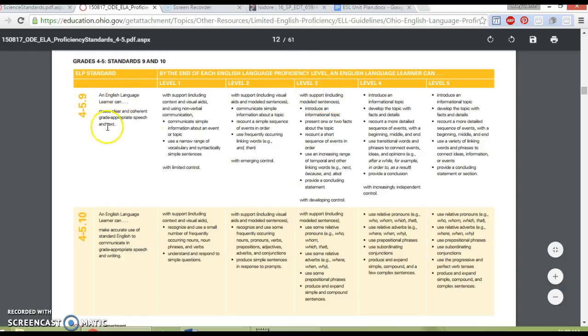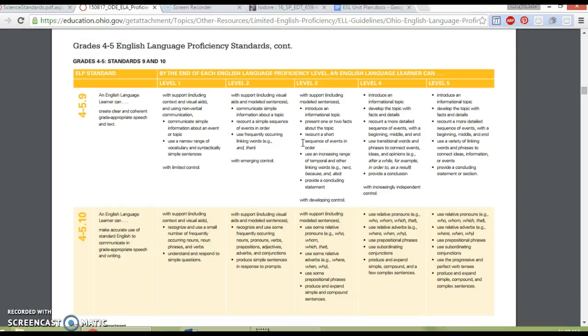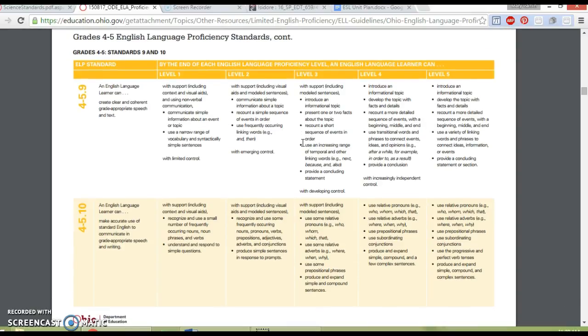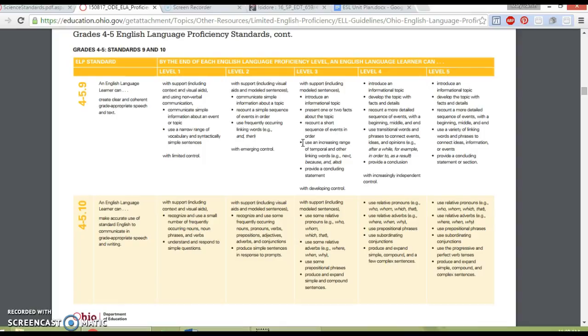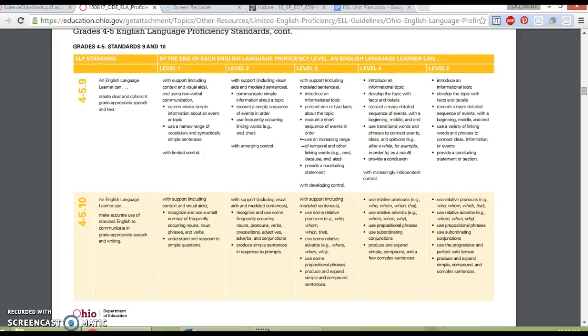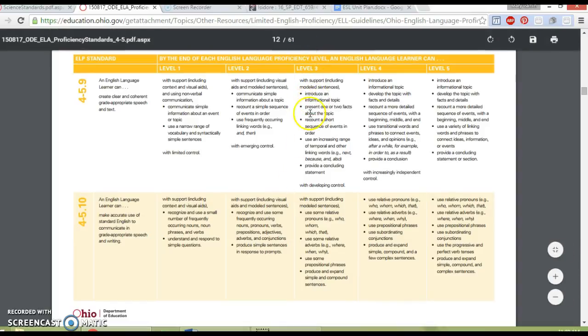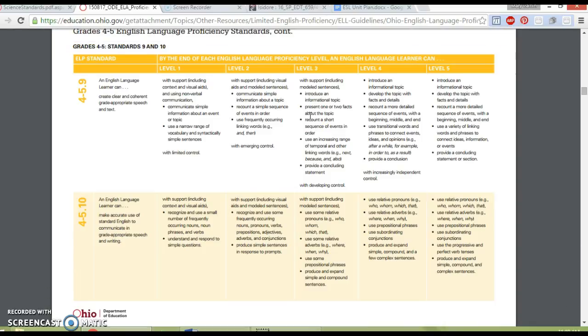So an English language learner can create a clear and coherent grade-appropriate speech and text with support, including model sentences, introduce an informational topic, present 1 or 2 facts about the topic, recount a short sequence of events in order, use an increasing range of temporal and other linking words, so next, because, and also, and provide a concluding statement with developing control. So that's going to be one of the standards that I expect them to meet by the end of this unit plan. So that's our first standard together.